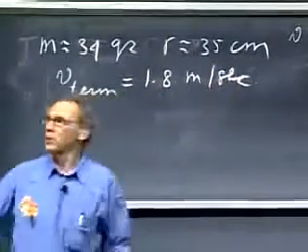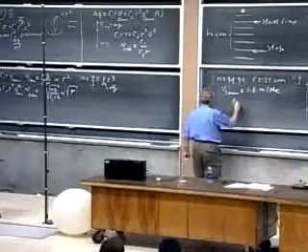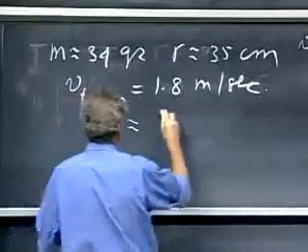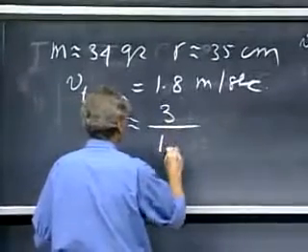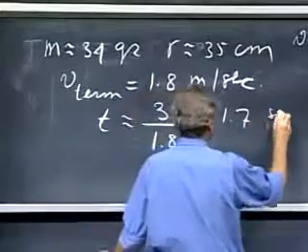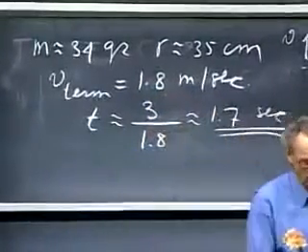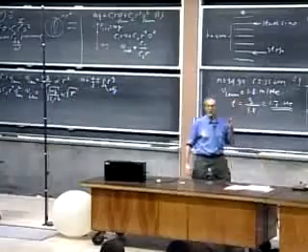So if I drop it from a height of 3 meters, which I'm going to do, then you would think that the time it takes to hit the floor would be about my 3 meters divided by 1.8 meters per second, which is about 1.7 seconds. That's not bad. That's not a bad approximation. However, it will of course take longer.